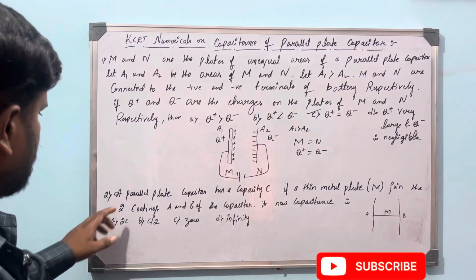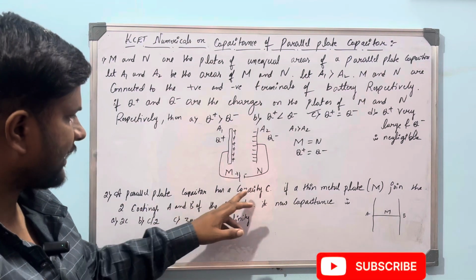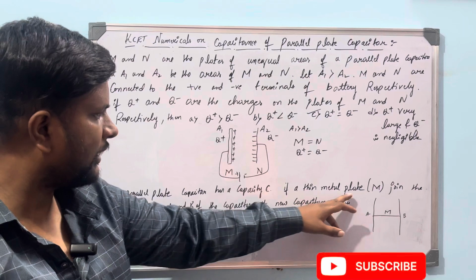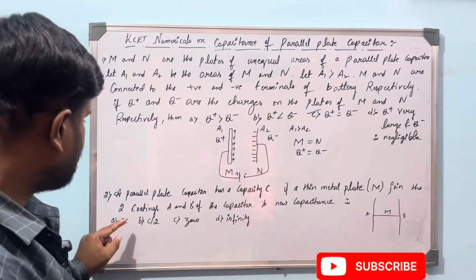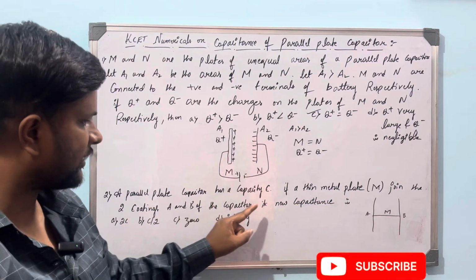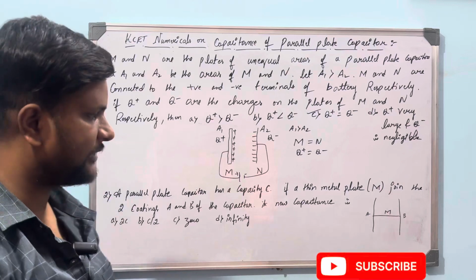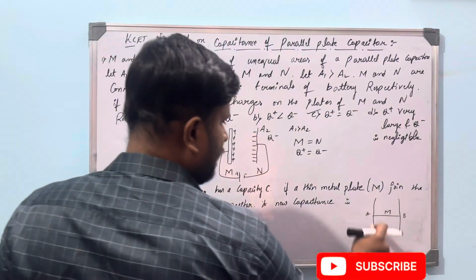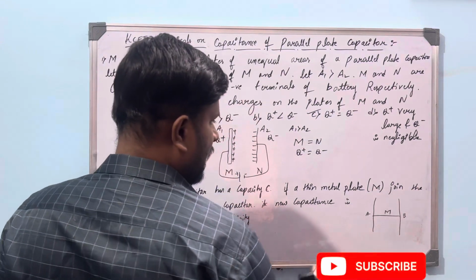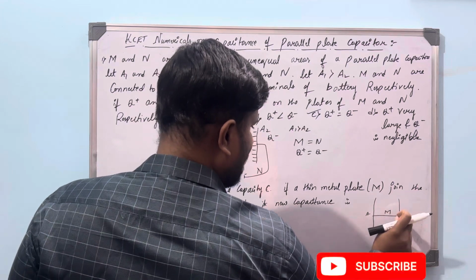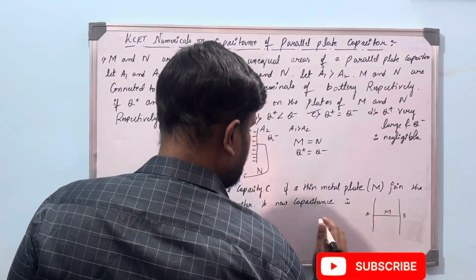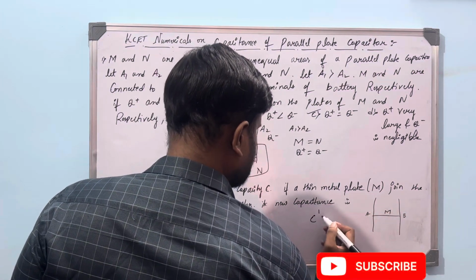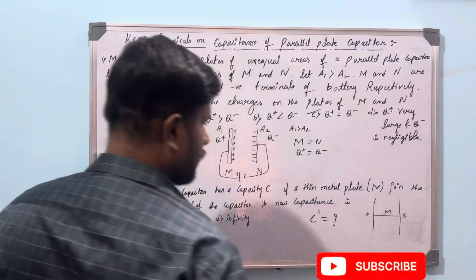See the next question. A parallel plate capacitor has a capacity C. If a thin metal plate M joins the two coatings A and B of the capacitor, its new capacitance is? What is given is a parallel plate capacitor and a thin metal plate which joins A and B. We need to calculate the new capacitance value, C dash equals question mark.